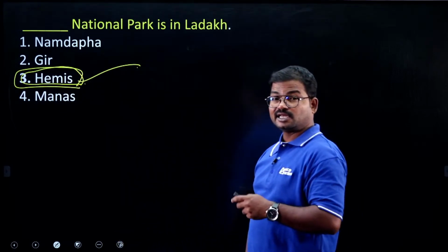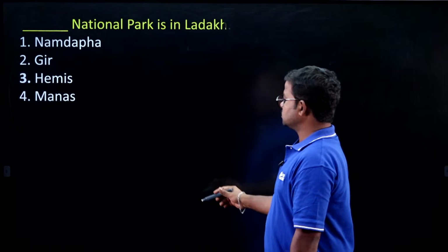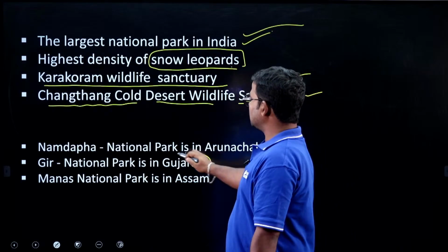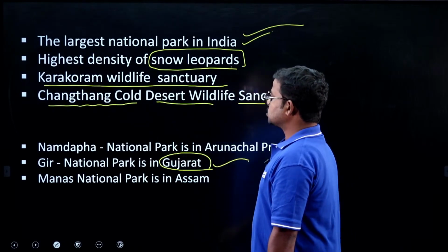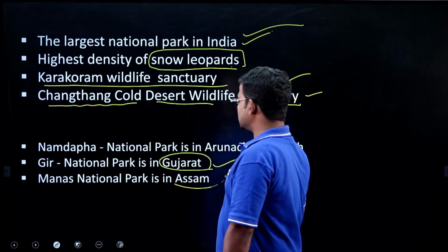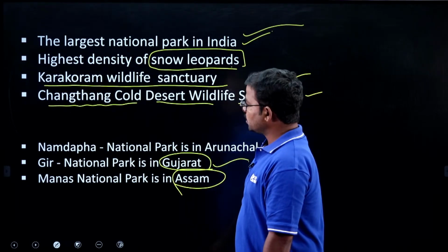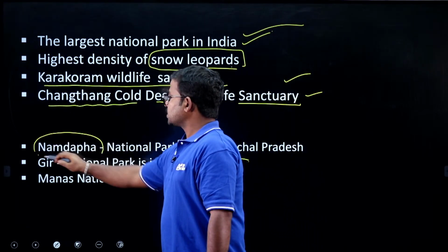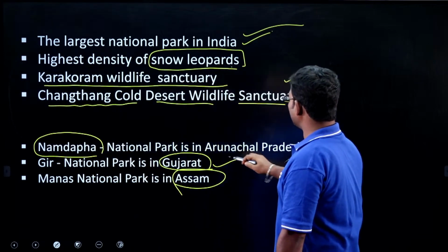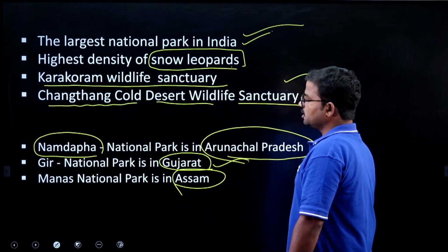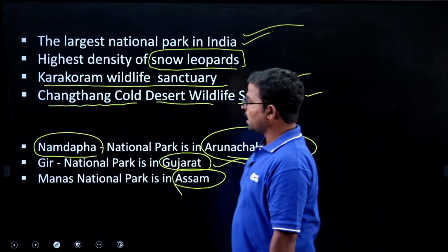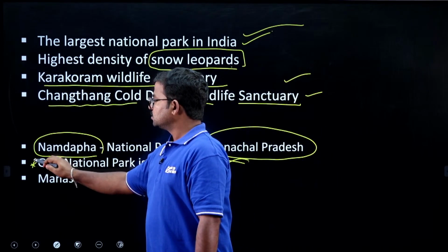So where is Gir National Park located? Gir National Park is located in Gujarat. Next one, Manas National Park is located in the region of Assam. Next one, Namdafa National Park is located in the region of Arunachal Pradesh. From an examination point of view, you have to remember this.